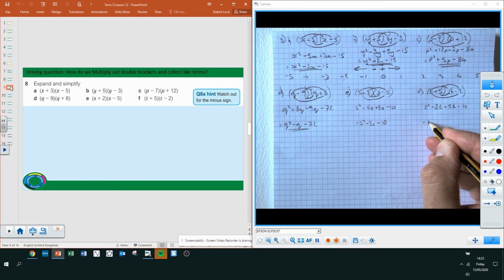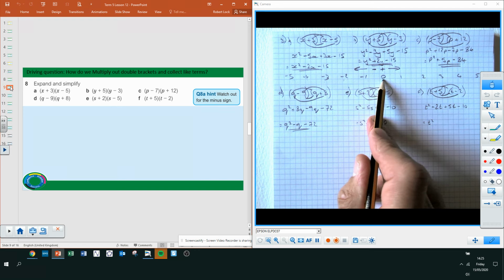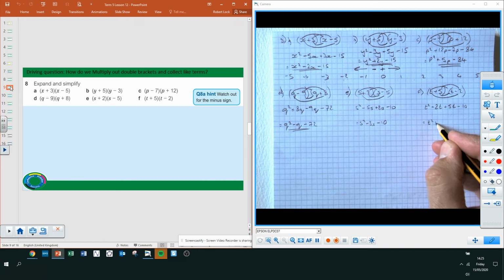Collecting it through, t squared. Minus 2, add 5. 1, 2, 3, 4, 5. So it's a plus 3t minus 10. How did you do?